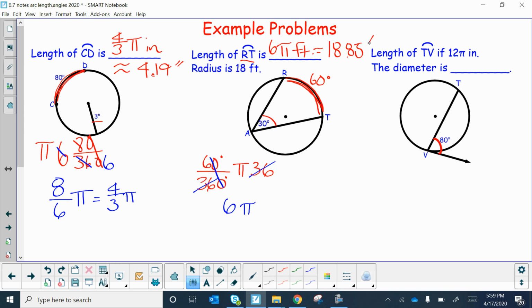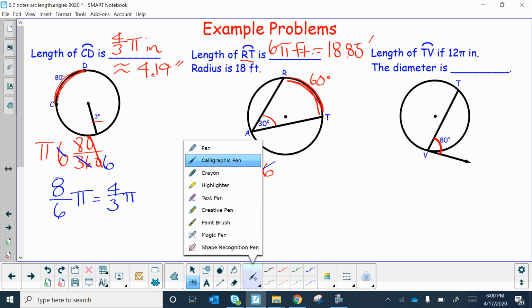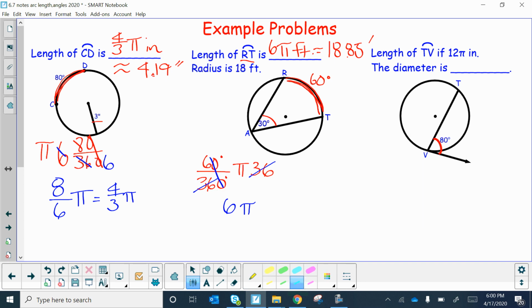It gives us the length of arc TV to be 12 pi. So I'm going to highlight that arc right there, this arc from here to here. Now remember, it's the smaller arc. It's a minor arc. So you don't want to pick the other one on the opposite end because that's a major arc. So this is the arc that you want to use. It says this length is 12 pi inches. I need to figure out what the diameter would be.